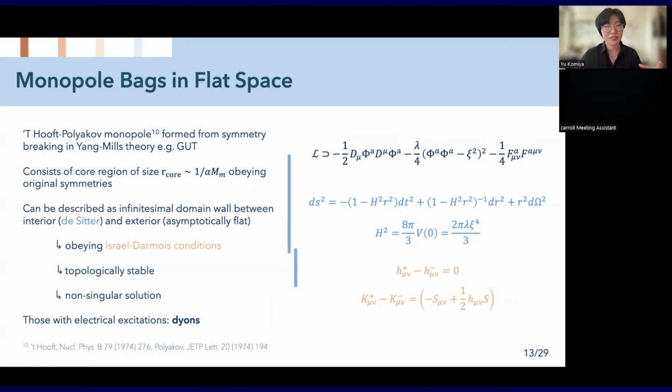And this core region defines the central area of the monopole, or rather really the size of the monopole, and it scales as something like 1 over the mass of the monopole, where alpha here is also required, that's the fine structure constant.